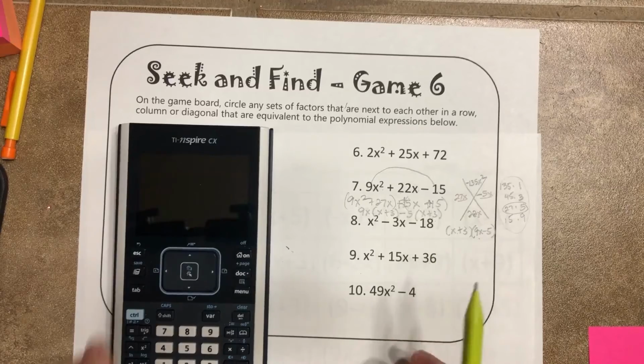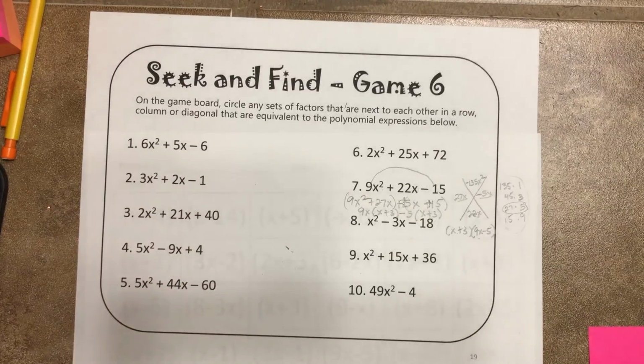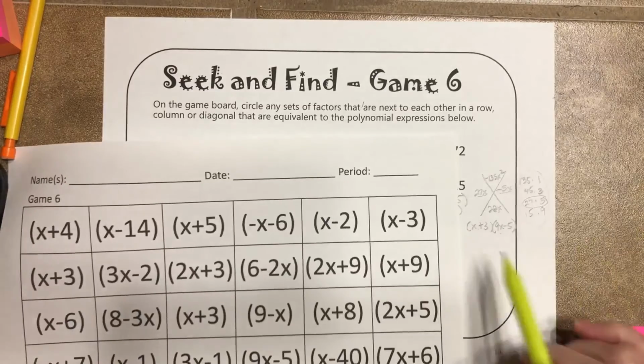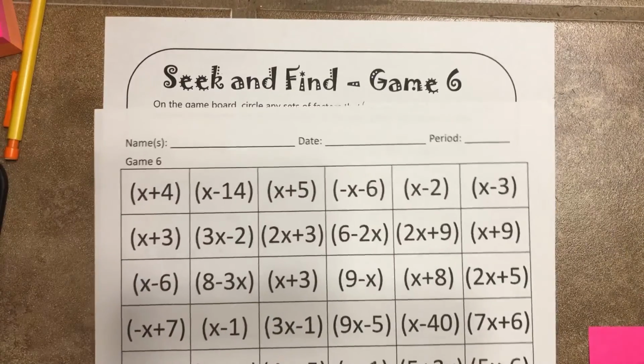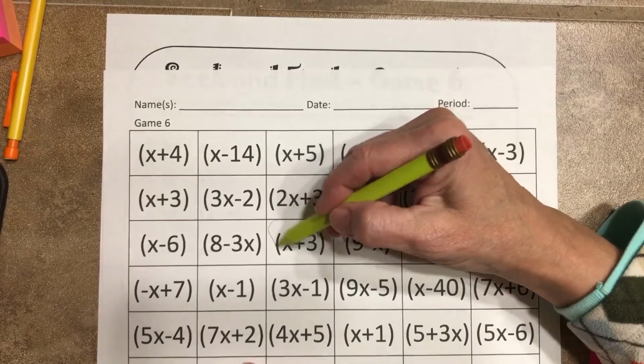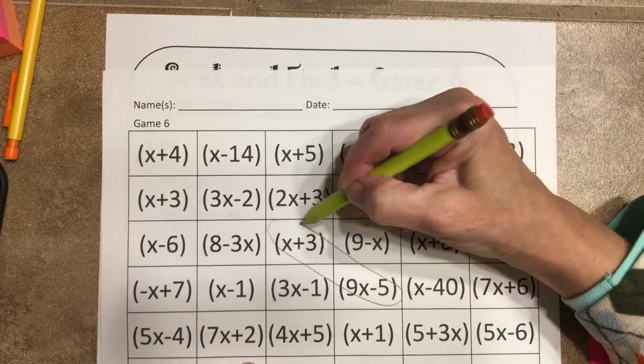And if kids are solving this on the seek and find puzzle, they would go over here and they're looking for the x plus 3 and a 9x minus 5. So I see it right here and I would circle it.